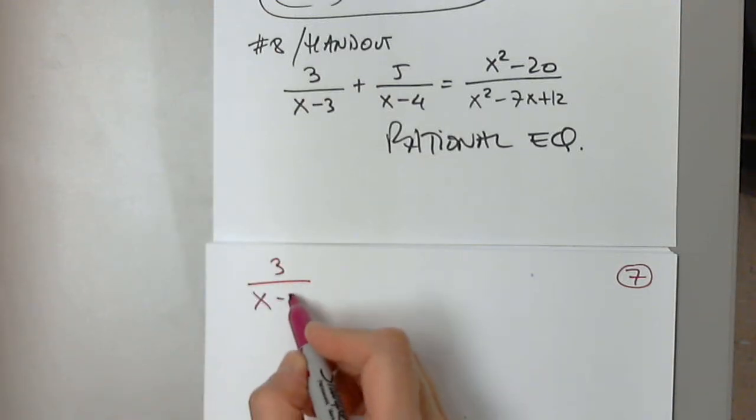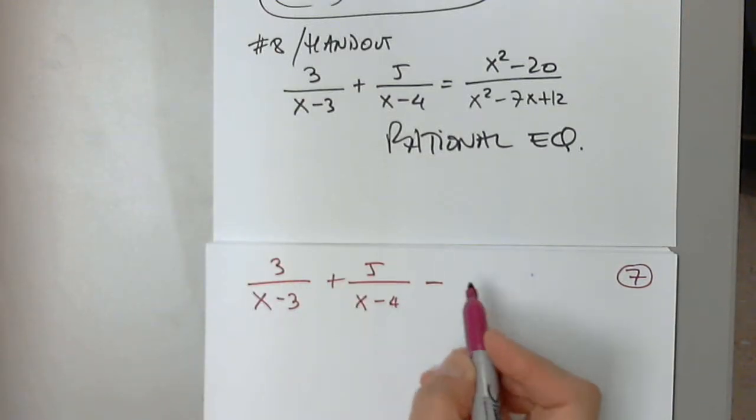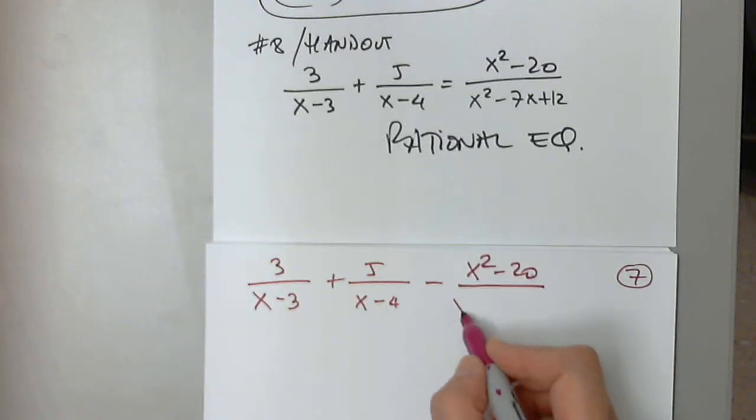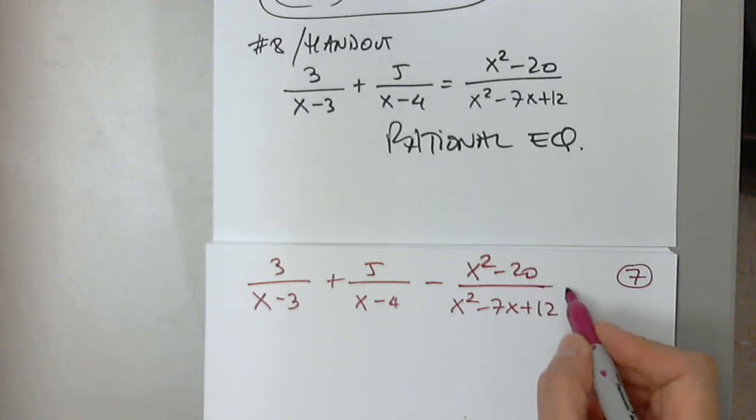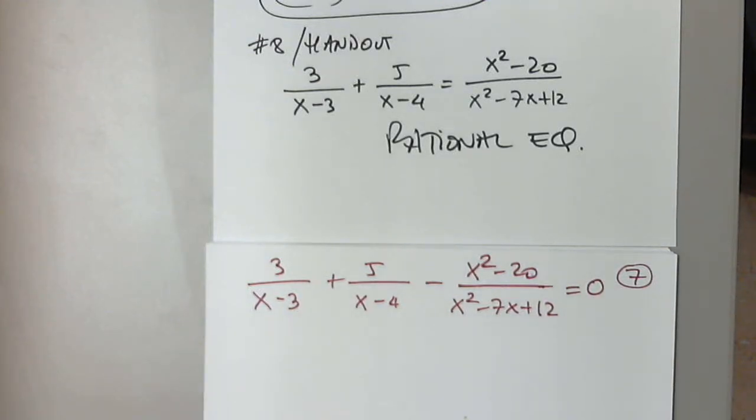Okay, so 3 over x minus 3 plus 5 over x minus 4 minus x squared minus 20 over x squared minus 7x plus 12 equals 0. This is my first step. I highly recommend it. So I moved everything to one side. I have 2 fractions on one side. I have one on the right. So I moved it, and I set that equal to 0. Of course, because there is nothing else left. Remember, each equation has the left-hand side, the equal symbol, and the right-hand side. If you omit the right-hand side, in this case 0, you're changing the equation to an expression and you'll never solve. So be very careful.